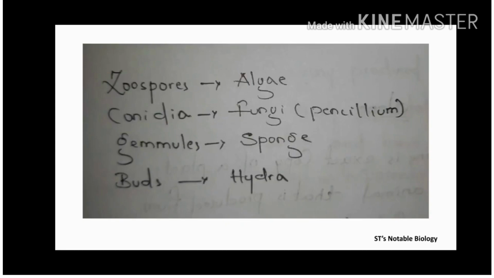In your book, they have given certain structures through which asexual reproduction occurs in simpler plants, for example algae, fungi, sponge, hydra. In algae, asexual reproduction occurs through zoospores. In fungi, for example in Penicillium, asexual reproduction occurs through conidia. In sponge, through gemmules, and in hydra, through buds. We have seen how asexual reproduction occurs in hydra in our previous slide.